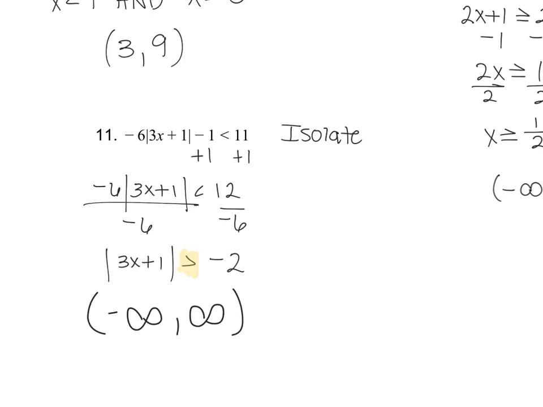Now, if our inequality had stayed a less than, and we would have had the absolute value of 3x plus 1 is less than -2, this would have been an example of a no solution because every value I plugged in for x, when I evaluated it, still would have given me a positive number, and no positive number is going to be less than a negative number.